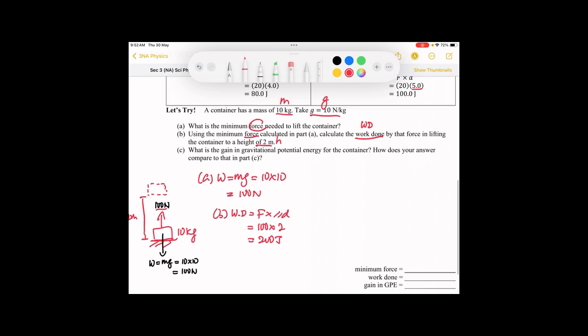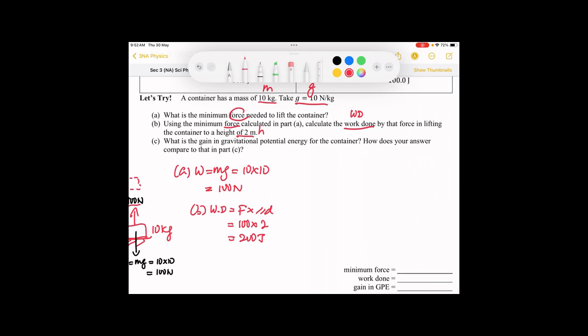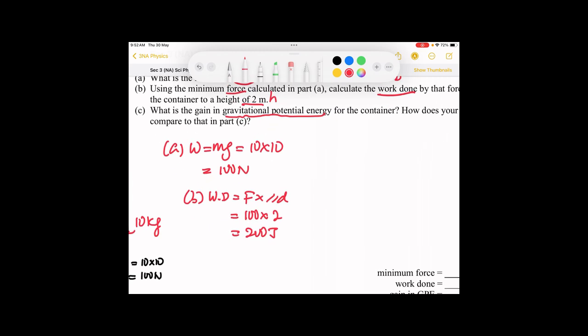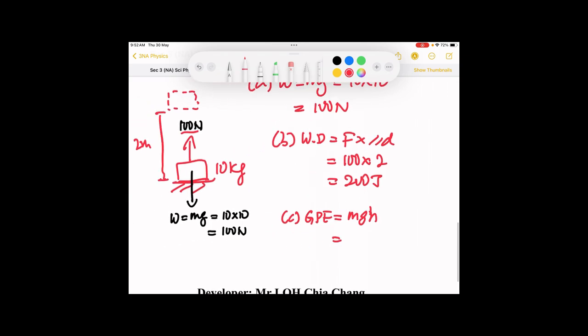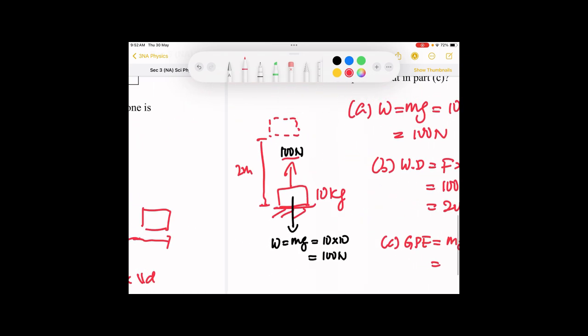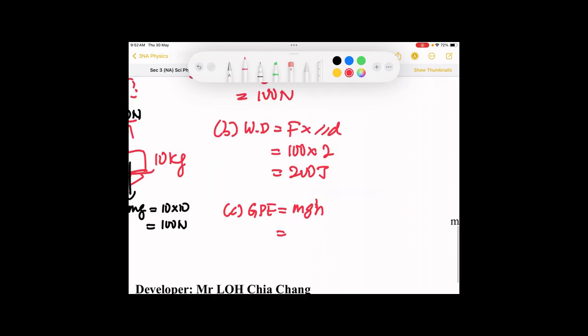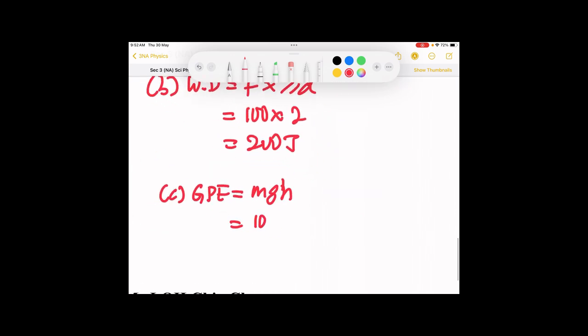Okay, next part C. What is the gain in the GPE for the container? Well, we look at the formula again, right? So GPE equals mgh. Let's look at the scenario here. The h here is 2 meters. So I input the numbers: mass is 10, g is 10, and h is 2. And that gives me 200 joules.